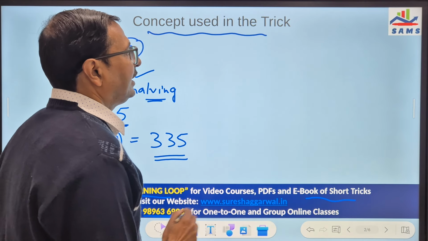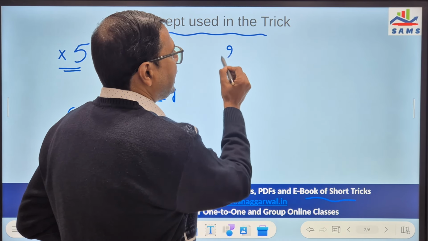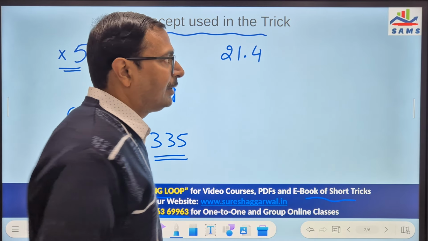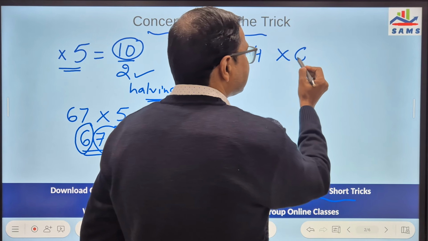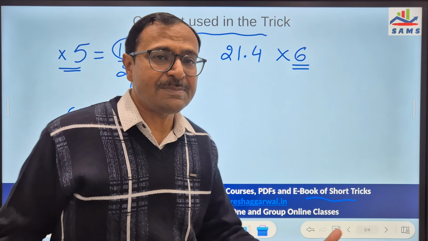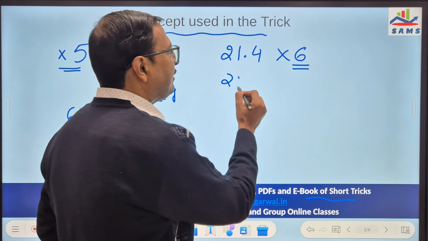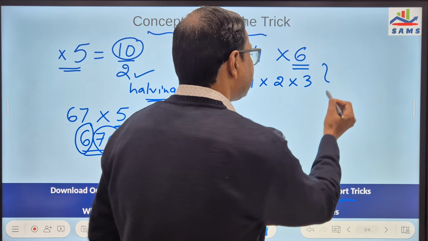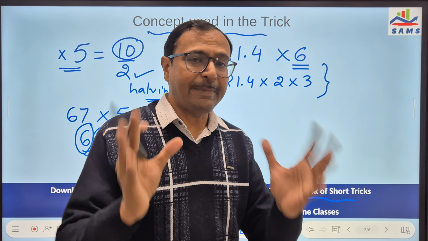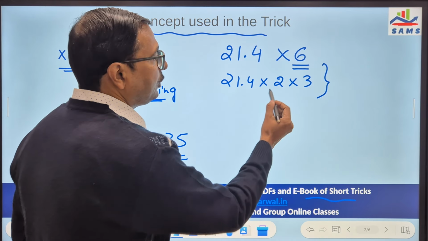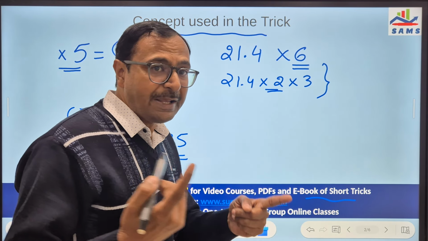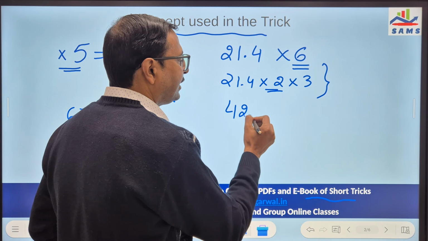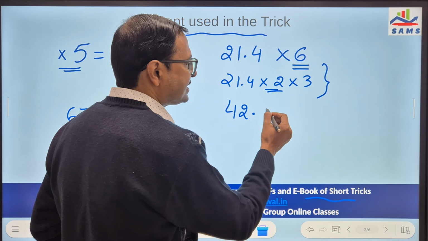Suppose you have a number like 21.4. Now see, a decimal number, and we want to multiply that by 6. So instead of counting the 6 times table, why don't we do 21.4 times 2 times 3? Now see, again, these steps are not to be written. It is all mental maths. And how do we do multiplication by 2? It is doubling. The double of 21 is 42. And the double of 4 is 8, right?